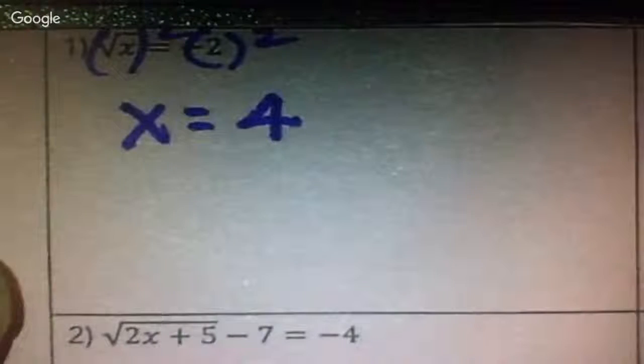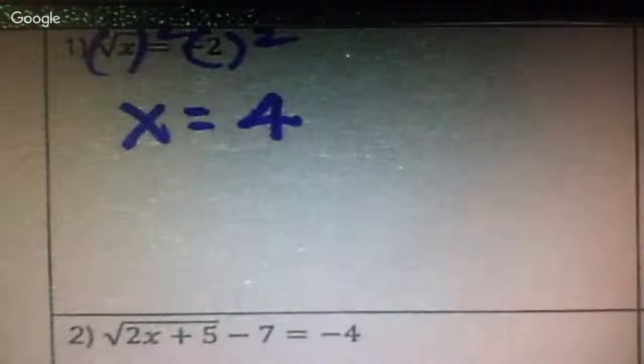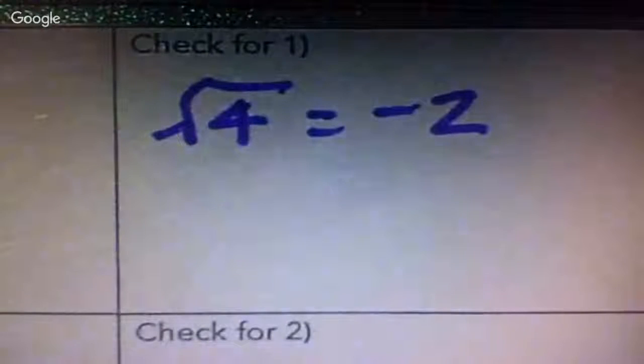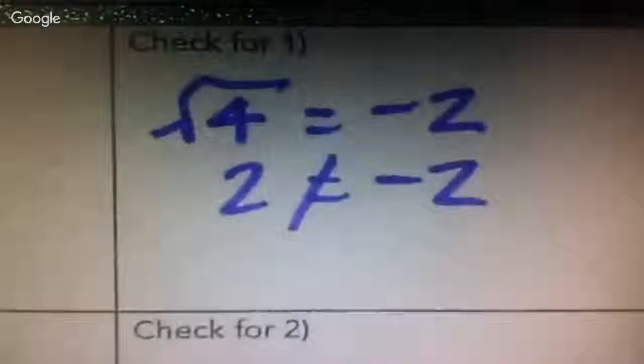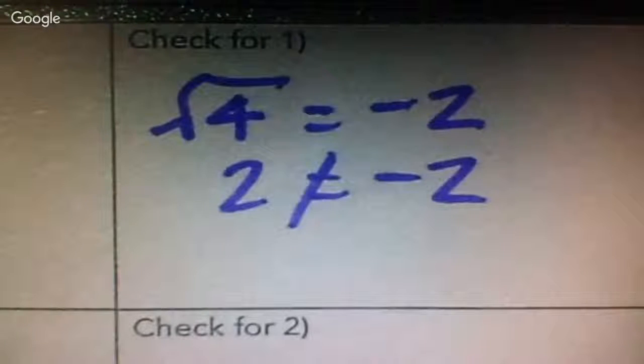So, x equals positive 4. Good. Don't forget that negative 2 times negative 2 is a positive 4. Okay? Check it. So plug it back in. The square root of 4 should equal negative 2. Well, what's the square root of 4? So 4 is actually not a solution. There is no solution for this one because the solution you got is extraneous.